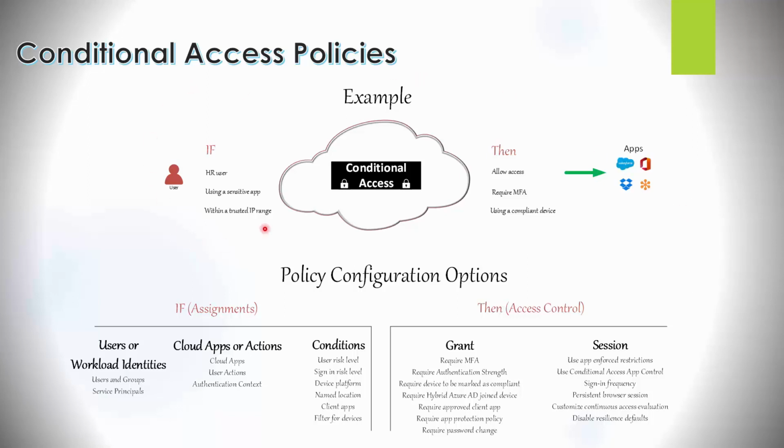And this example here is showing that if a user is a HR user, so you can see the if and then statements. If a user is a HR user and it wants to use a sensitive application, the applications are on the right hand side here, within a trusted IP range, so you can set up trusted locations, IP ranges, or via countries as well. Then it does some actions. So the one I've got here is to allow access. So allow access providing they are required to provide multi-factor authentication.